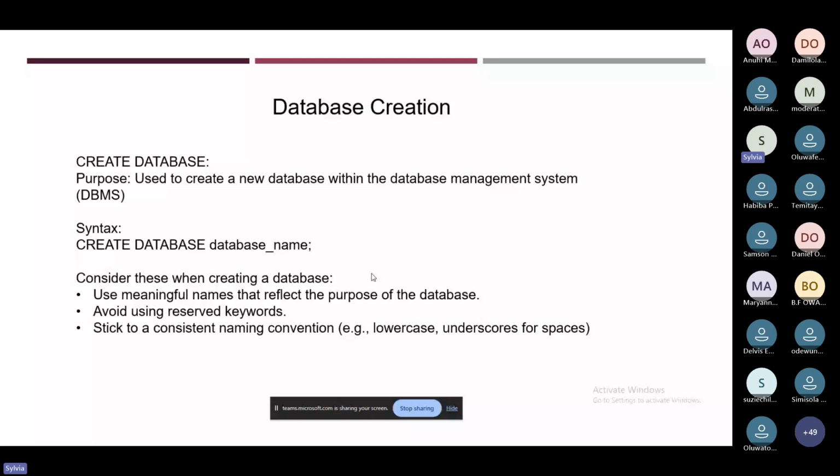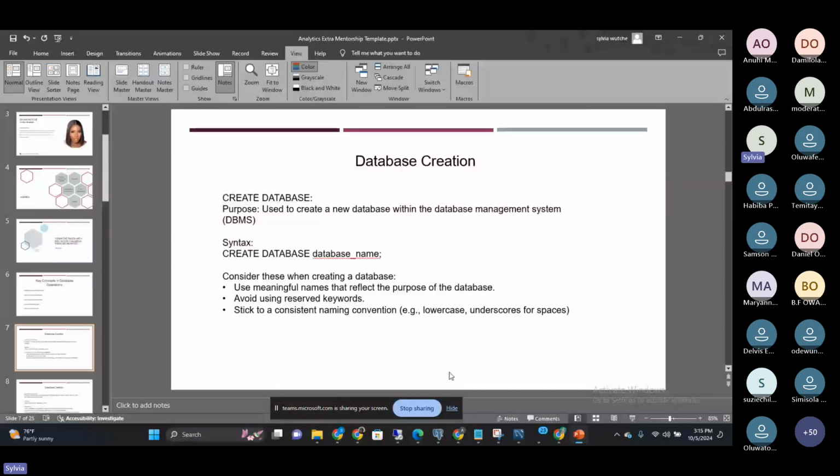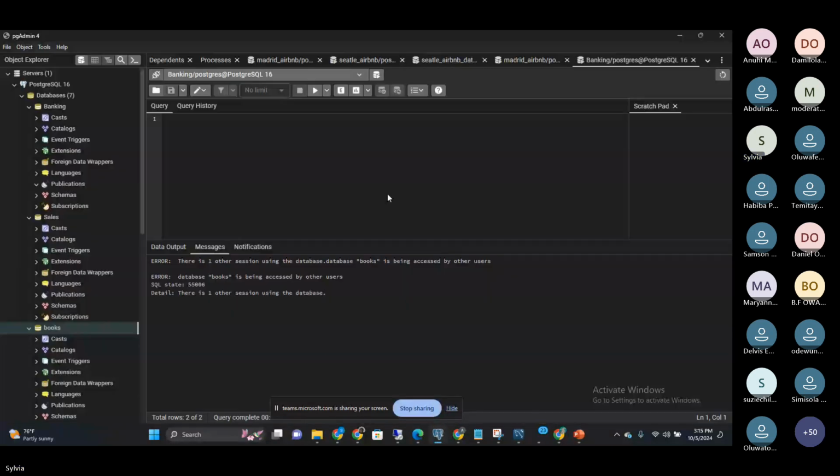All right, so we're going to create the books database. This is how it looks in Postgres. These are my different databases. I have 7 of them here already.